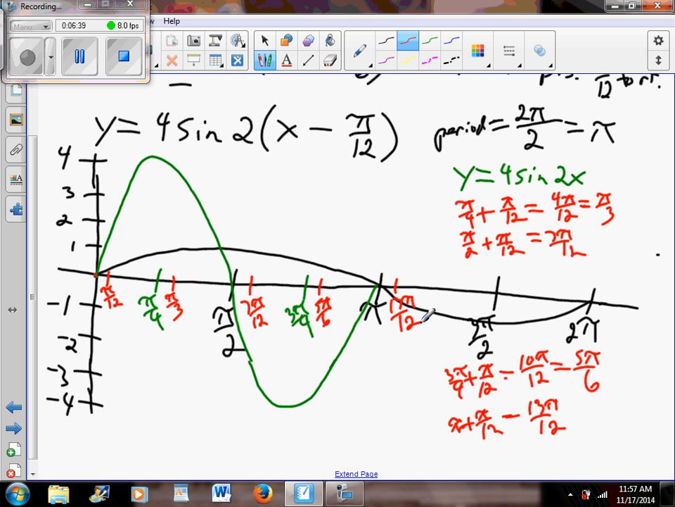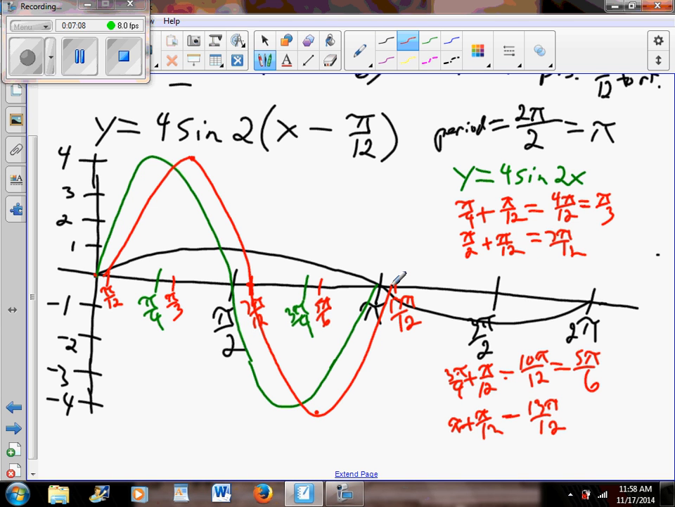All right. So now what this means is this. My curve reaches a high point of 4 at pi over 3. It's going to go back down to the x-axis at 7 pi over 12. It's going to reach a minimum of negative 4 here at 5 pi over 6. Then at 13 pi over 12, it goes back up to the axis.